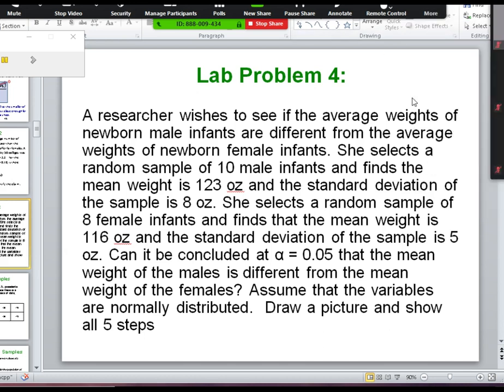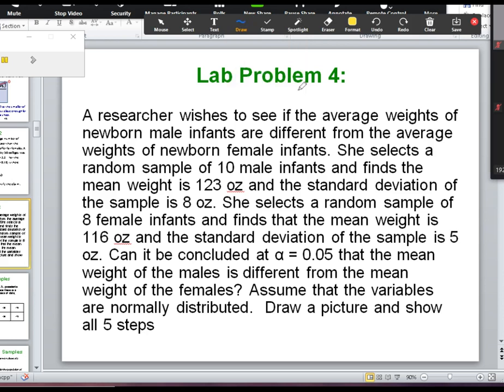Oh, wait, before you do that, though, first of all, is this a mean or a proportion? So this is in your notes, lab problem 4. Mean or proportion, guys? Mean. Totally a mean. Exactly. So it's a mean because it says average right there.